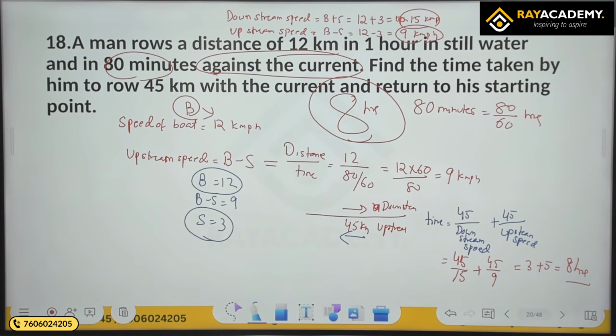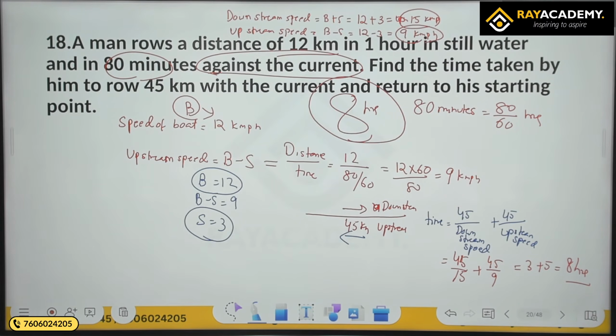A man rows, what we have found first is the speed of the boat, 12 kilometer in 1 hour in still water. Then they gave against the current. Against the current means upstream speed. Through that we found the upstream speed. That is 12 divided by 80, the time is given in minutes so we have to convert to hours. So you are getting 9 kilometer per hour. B is 12, B minus S is 9. So we found S is 3 from these two equations.